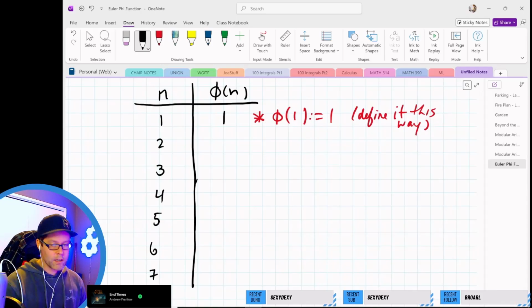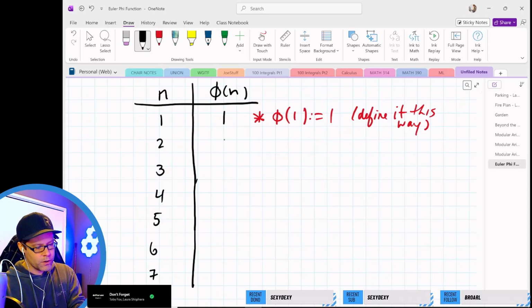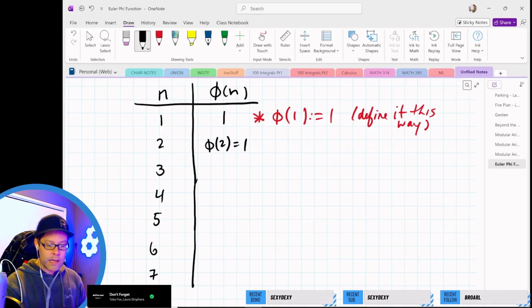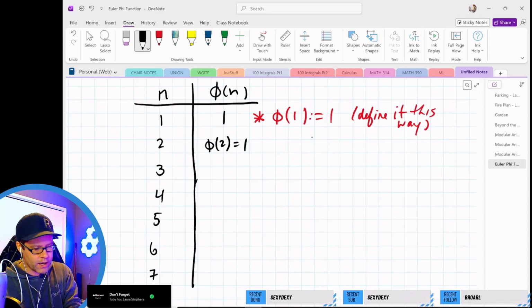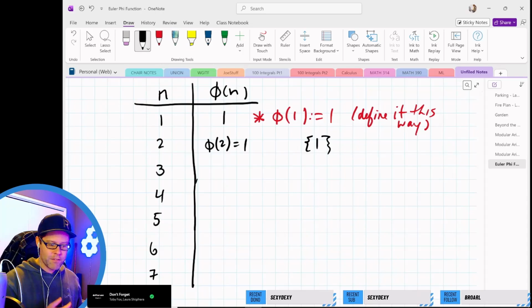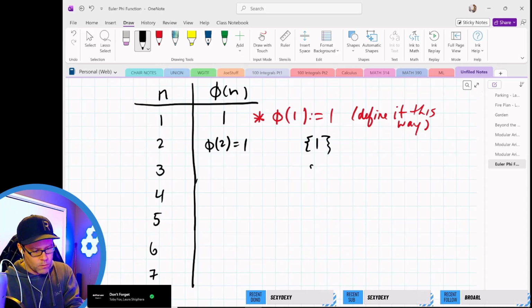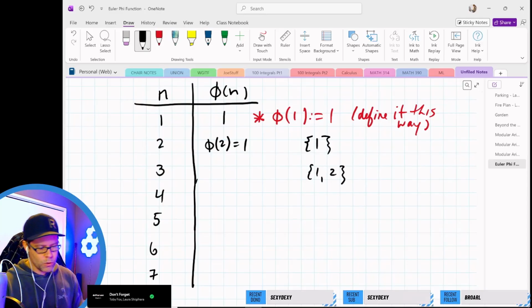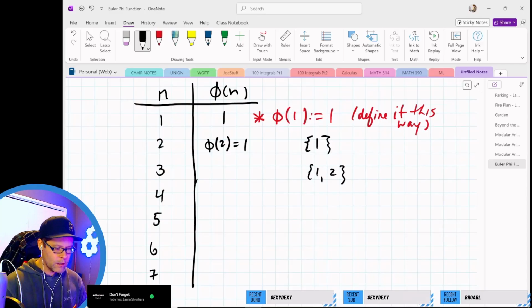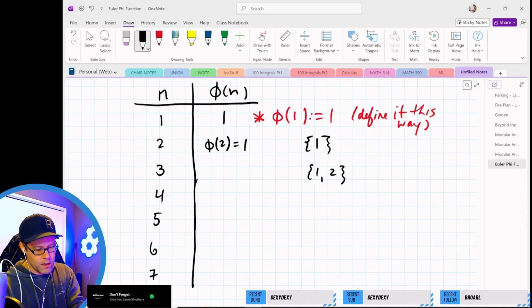Now, for the number 2, there's only one positive integer less than 2, and 1 is co-prime with 2. So phi of 2 is also equal to 1. And if you want, you can keep track of the numbers over on the side that are co-prime with that given value of n. So for example, for 3, both 1 and 2 would be co-prime with 3. So we expect phi of 3 to be equal to 2.